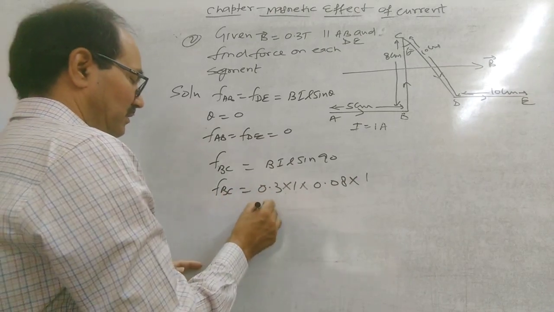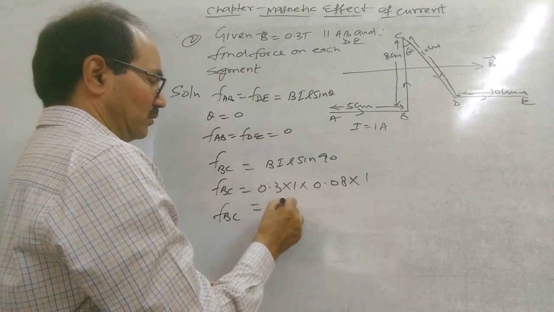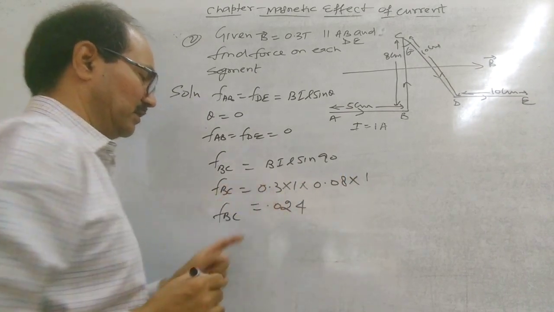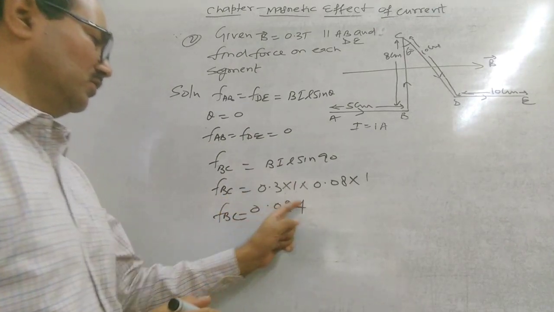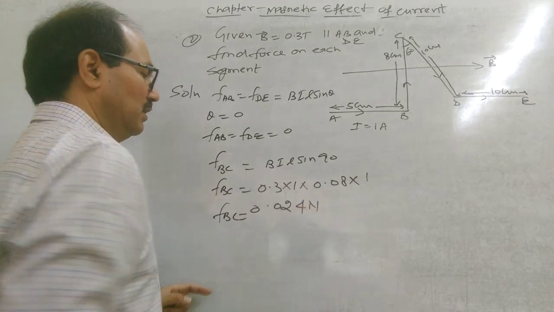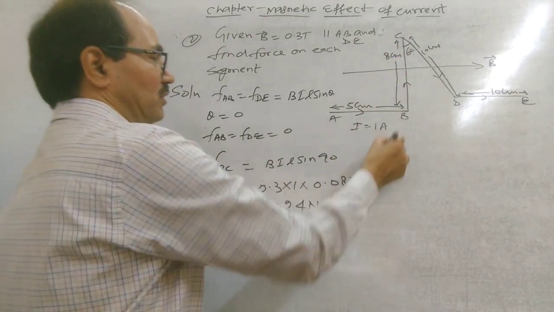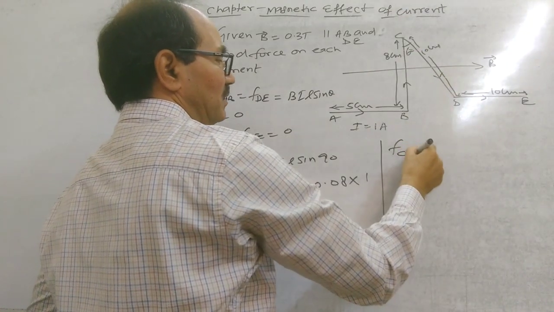Now this F_BC is equal to 8 × 3 = 24, so this is 24, with 1, 2 and 3 decimal places, so this is 0.024 newton. So this much force acts on BC. Now force on this side, on segment CD.